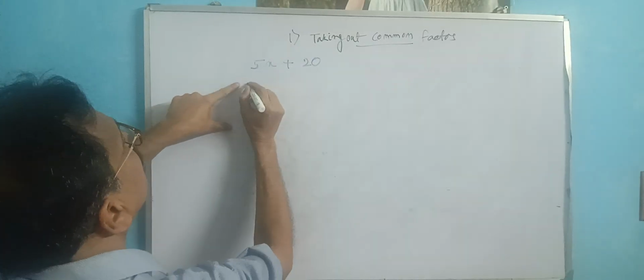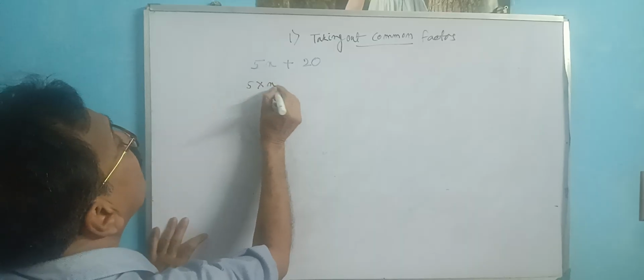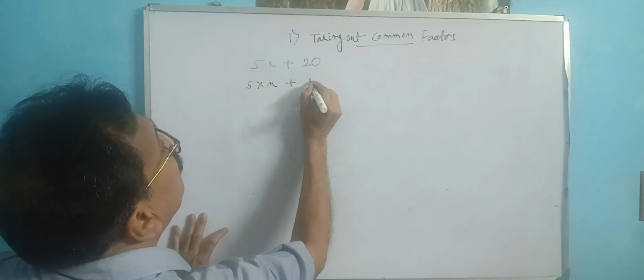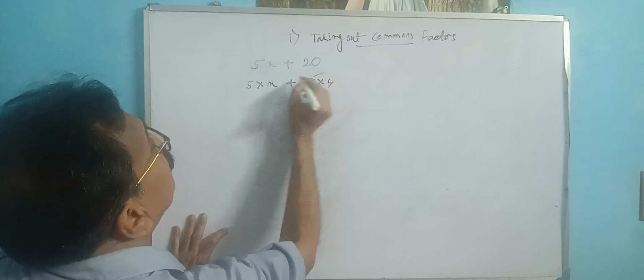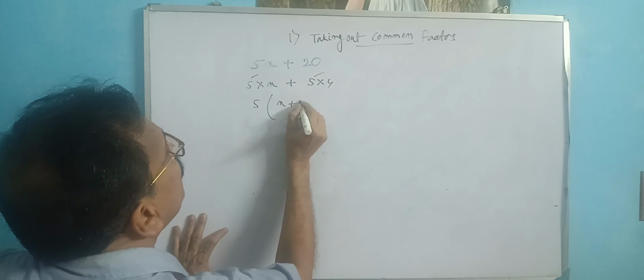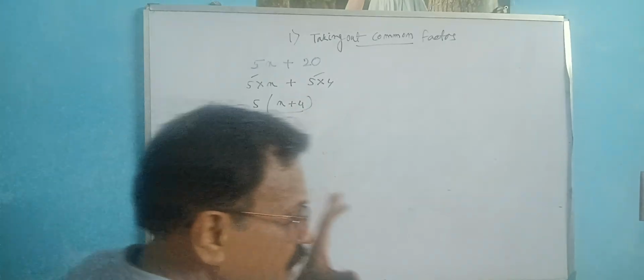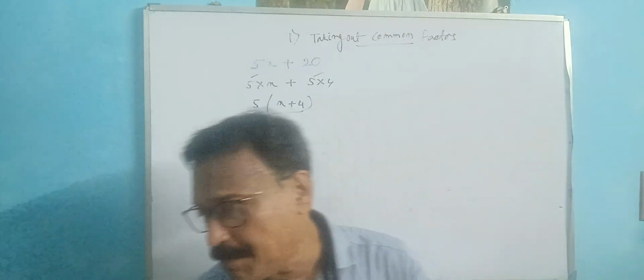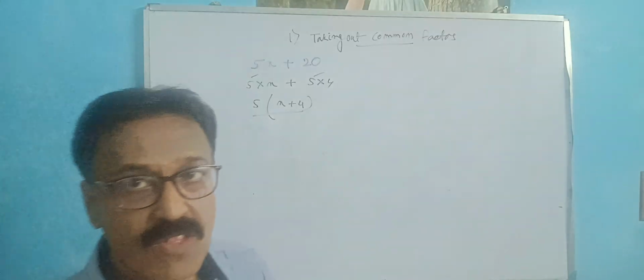Now just 5 into x plus 20 means 5 into 4. So what is the common? 5. So 5 is common, taken out of the bracket. What is left? The x plus 4. Very easy. Just the concept must be clear.